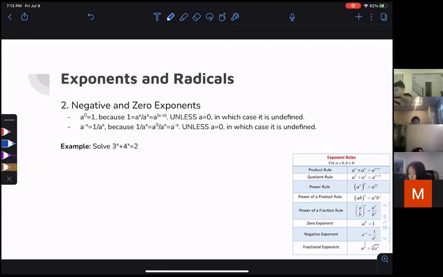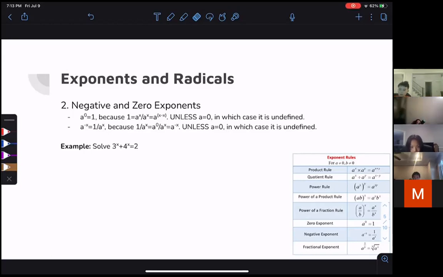As an example, solve 3 to the x plus 4 to the x is equal to 2. The x is the same for both, and think about why there's only one solution. You can send me your answer when you're done. This should take maybe a minute.